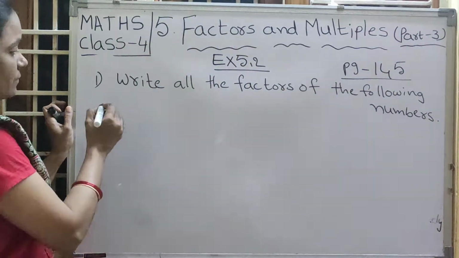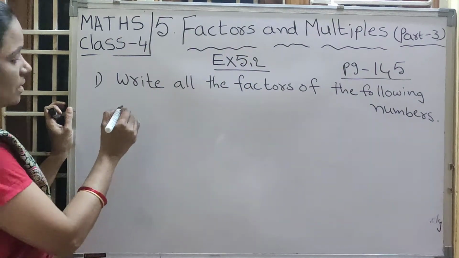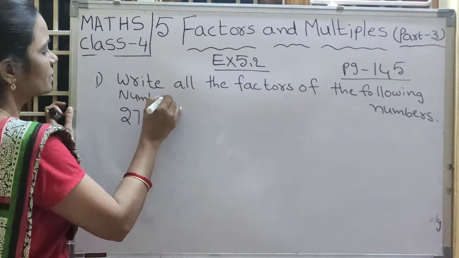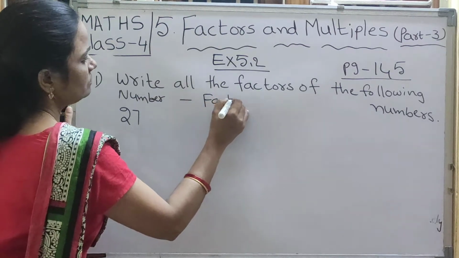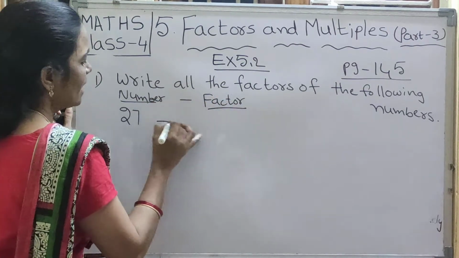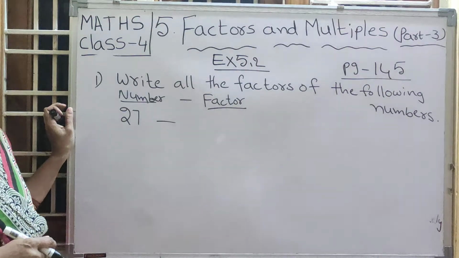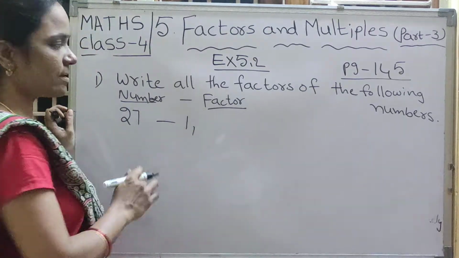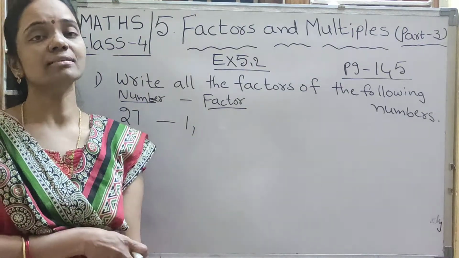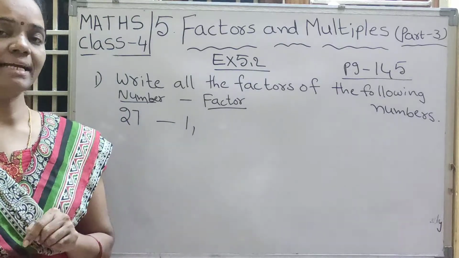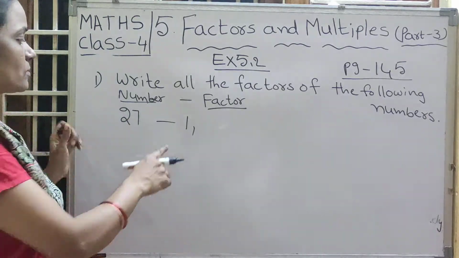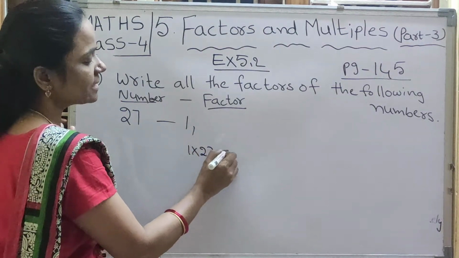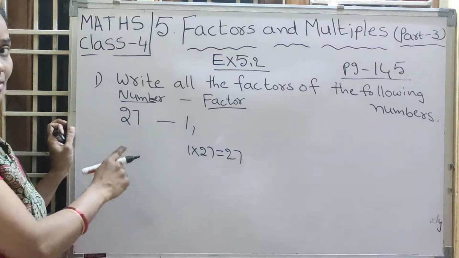Okay. First one, 27. So write the number and write the factors. What are factors of 27, children? Yes, we have to check the tables. We know that 1 is a factor of every number. What are the properties of factors? 1 is a factor of every number and every number is a factor of itself. So 1 is a factor of 27, because in 1 table we will get 27. 1 27s are 27.